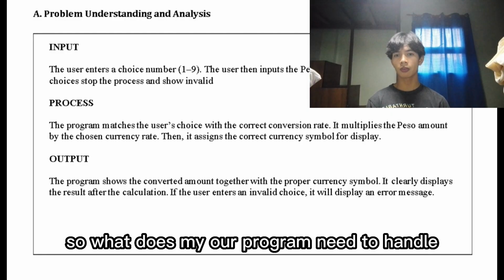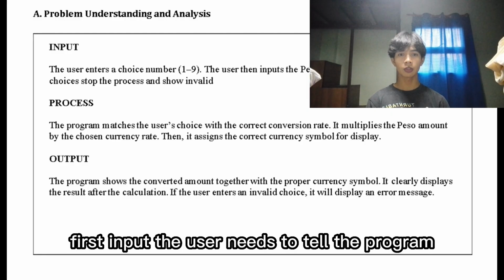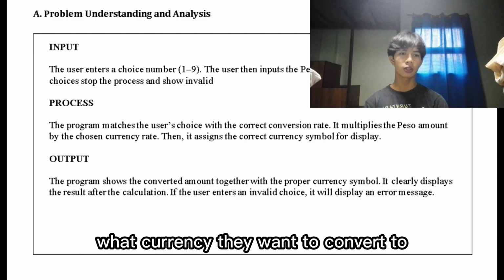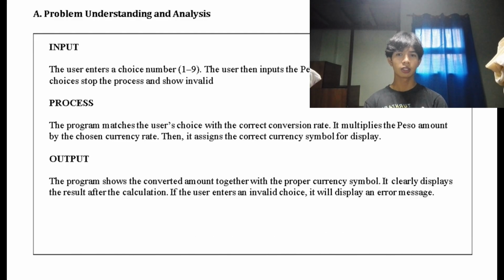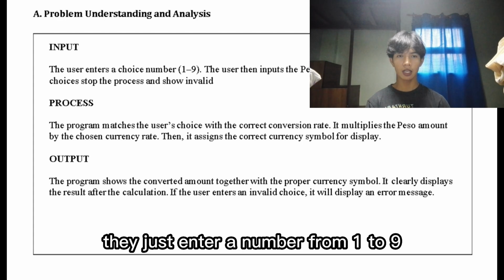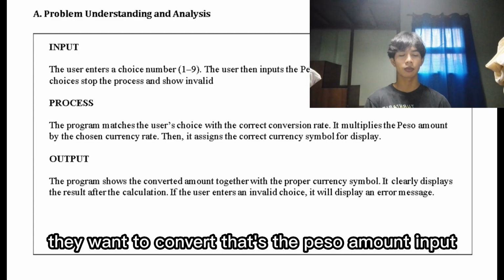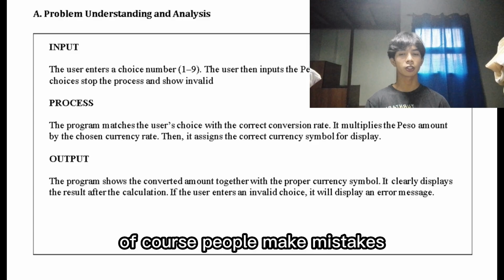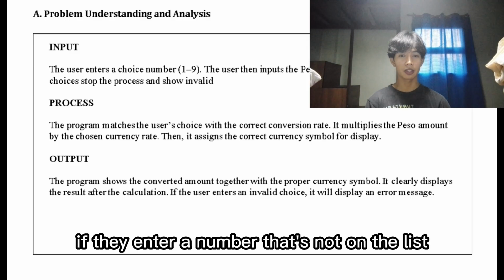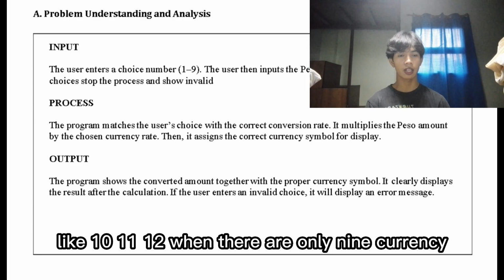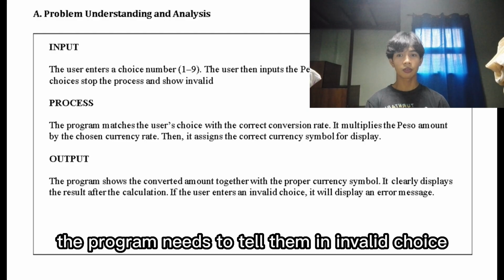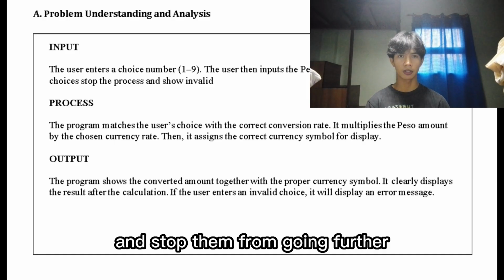So what does our program need to handle? First, input. The user needs to tell the program what currency they want to convert to. That's why I have a number list. They just enter a number from 1 to 9, then they need to tell me how many pesos they want to convert. That's the peso amount input. Of course, people make mistakes. If they enter a number that's not on the list, like 10, 11, 12, when there are only 9 currencies, the program needs to tell them invalid choice and stop them from going further.